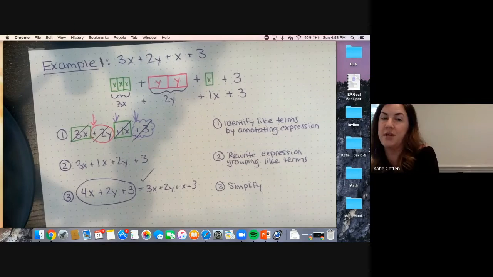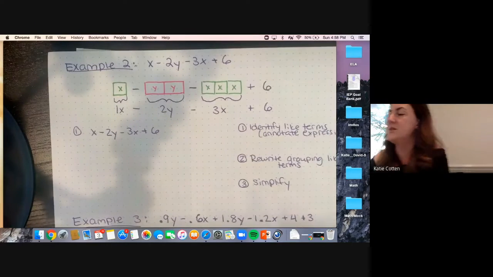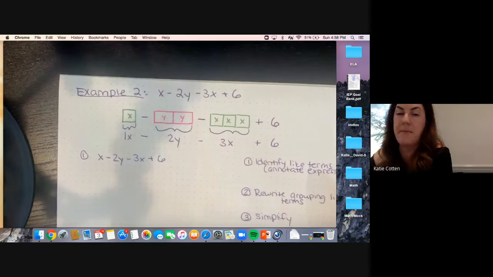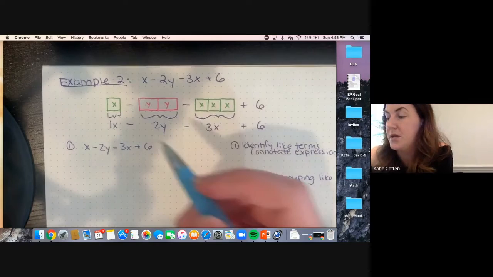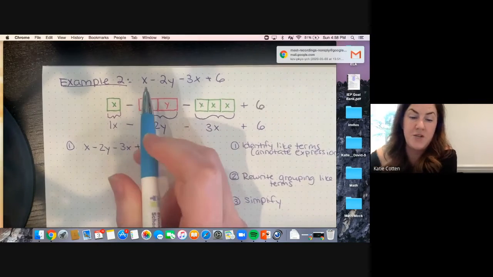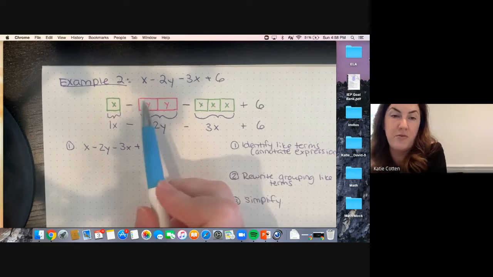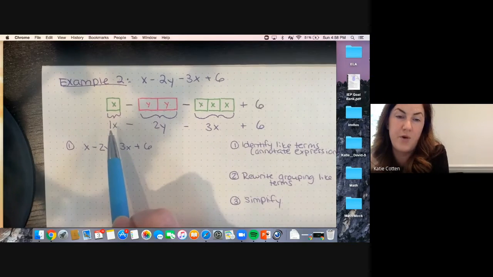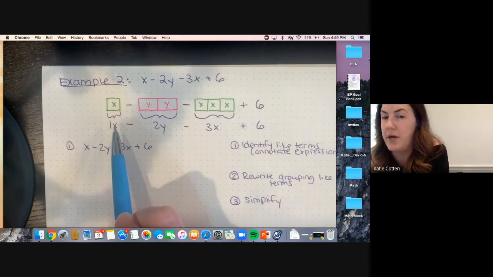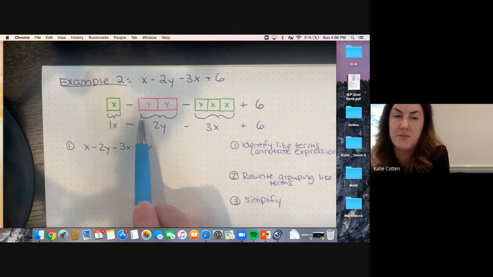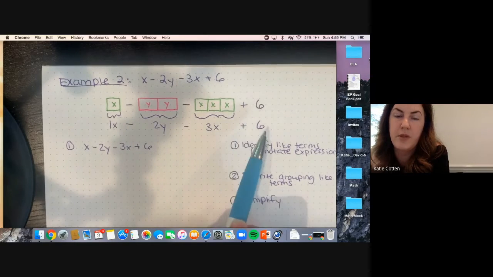Okay, let's take a look at another one. So example 2 is x minus 2y minus 3x plus 6. Same thing, right? I made sure to create a visual model for myself, and I included the coefficient of 1 just so that I make sure that I do the right thing with my math. And then I subtracted 2y, subtracted 3x, plus 6.